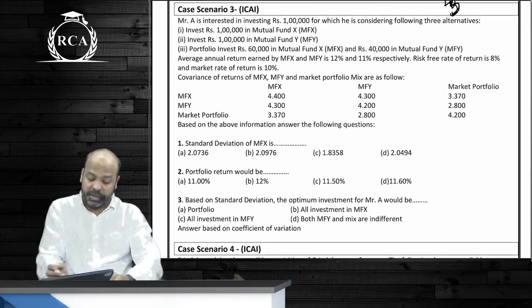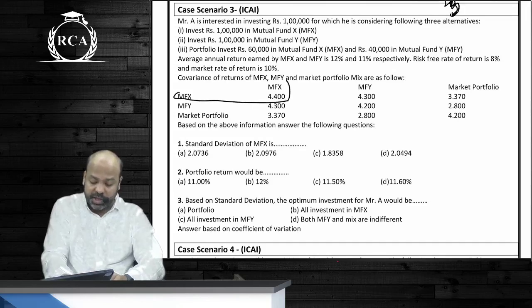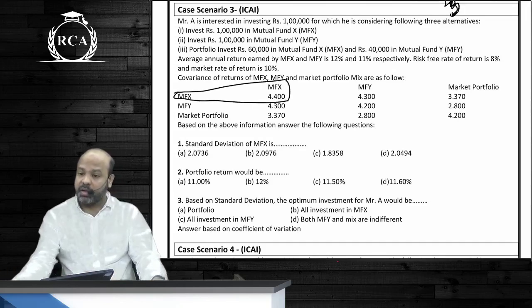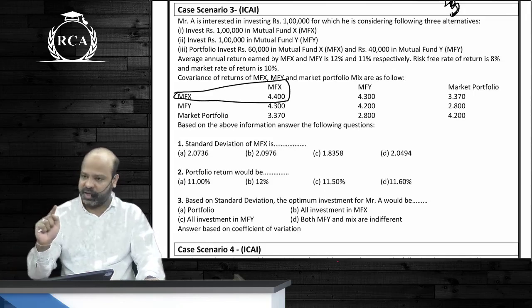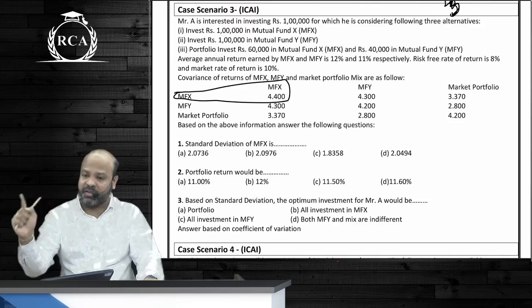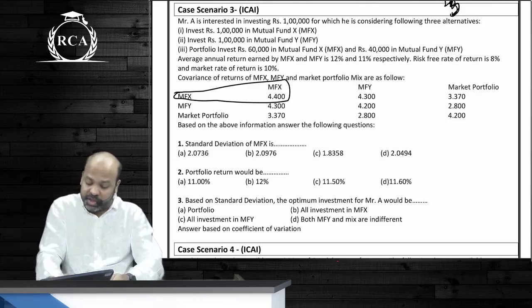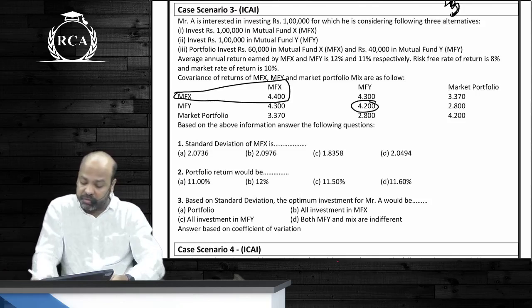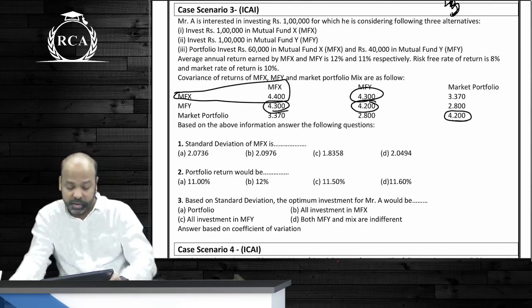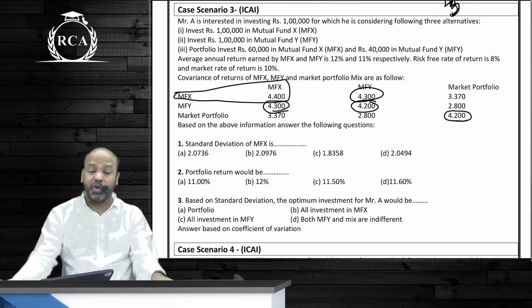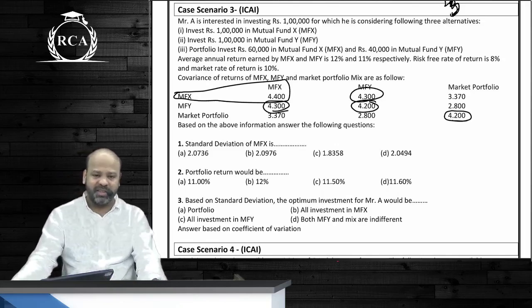So in this table, what will be the relation of X to X? Will that be covariance or will that be variance? In a covariance matrix, the X to X relation means variance of X. Y to Y relation will become variance of Y. This is variance of market. X to Y, or Y to X, is covariance between X and Y. Are we clear? How do you compute portfolio variance using covariance?